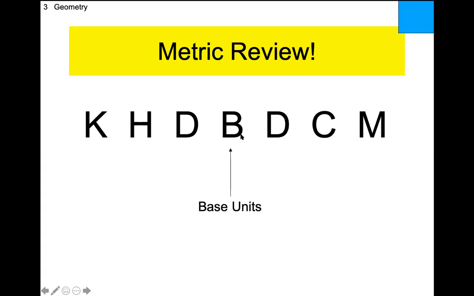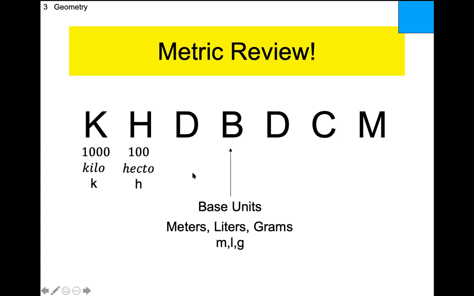All right. The one thing that most students who aren't familiar with this mess up is the B. The B stands for your base units. It doesn't stand for any metric prefix. However, the base units are meters, liters, and grams, MLG. The K stands for? Somebody? K stands for kilo. It means 1,000, right? The abbreviation is K. H stands for hecto. That means 100. The abbreviation is H.